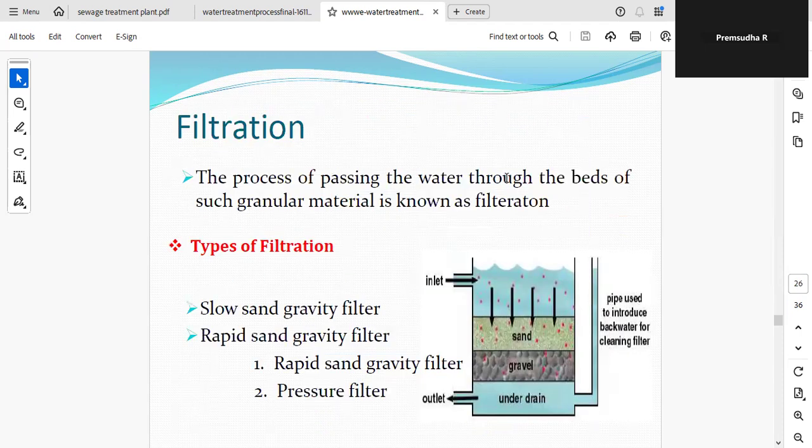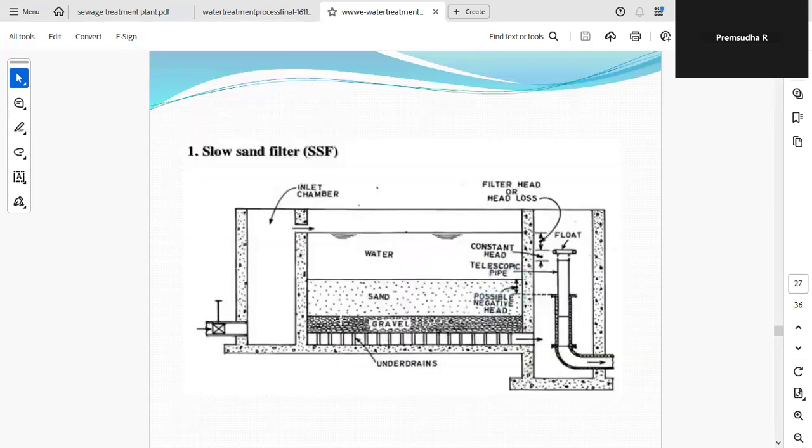Filtration: the process of passing the water through beds of granular material is called filtration. The types of filtration unit you can see are slow sand filter, rapid sand filter, and pressure filter. There will be a filter media and at the bottom a drainage pipe, so that will collect the clean water. The pipe is provided for backwashing purposes. The picture shows the slow sand filter. Here you can see the inlet chamber, then the water and the filter, and it is constructed of concrete.